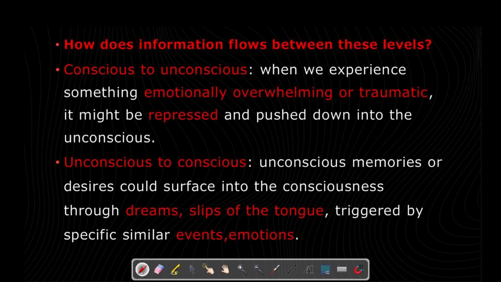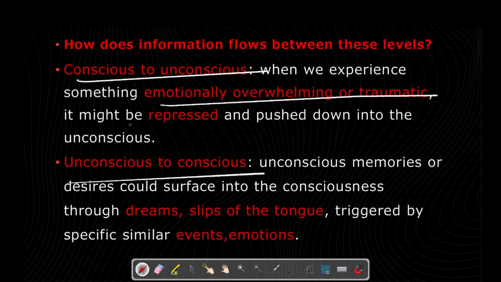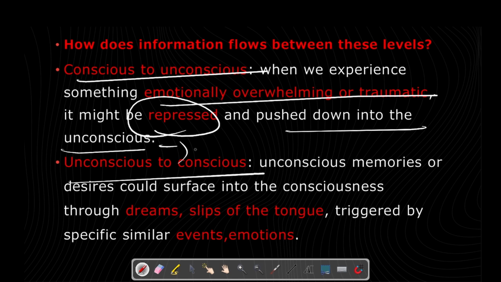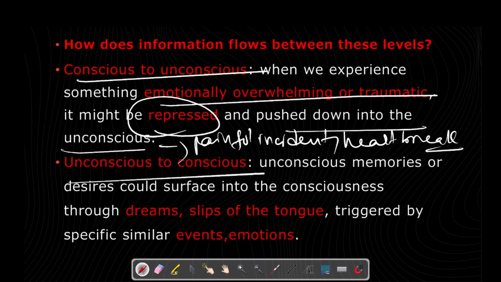How does information flow between these levels? Conscious to unconscious and unconscious to conscious. When we experience something emotionally overwhelming or traumatic, it might be repressed and pushed down into the unconscious. So what are the types of such experiences? Any painful incident, losing a loved one, or a heartbreak, or any traumatic experience. All these are suppressed, repressed, and pushed down into the unconscious.